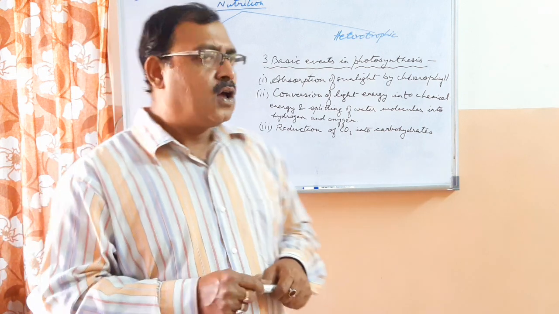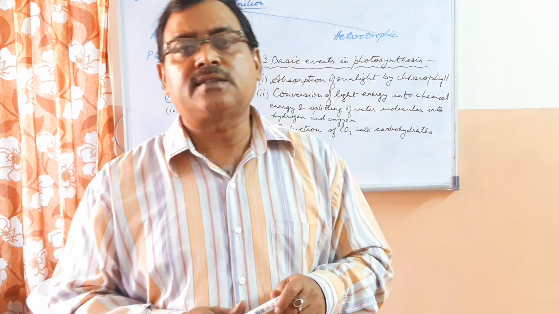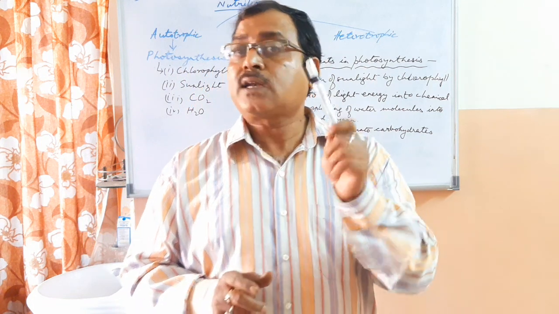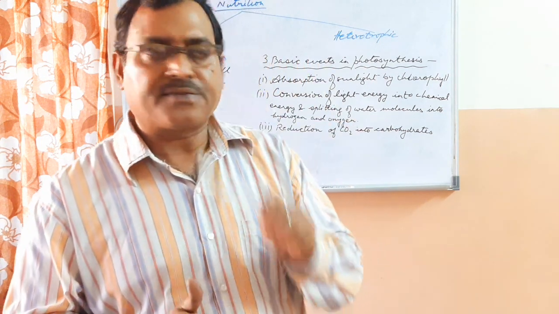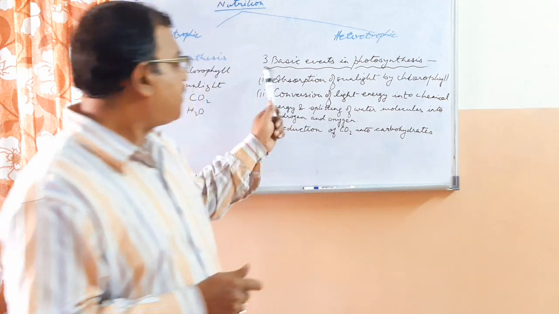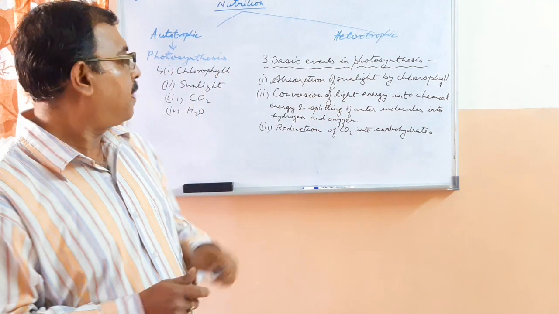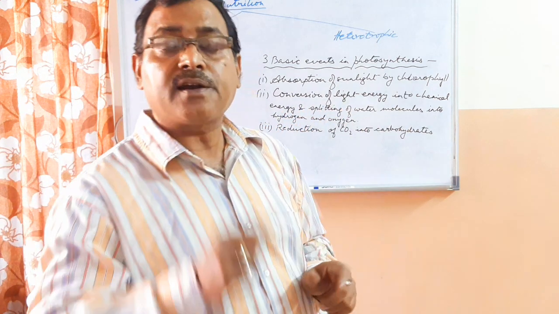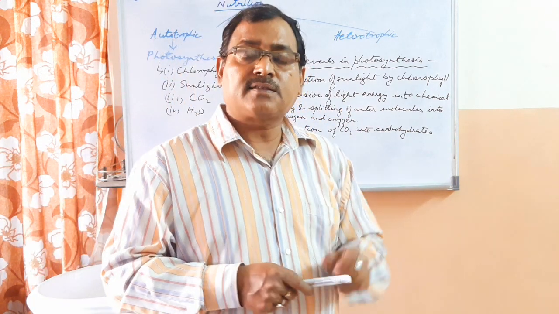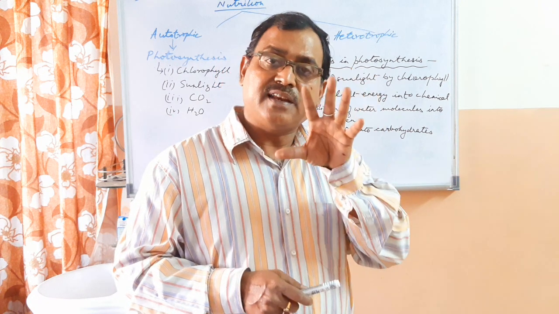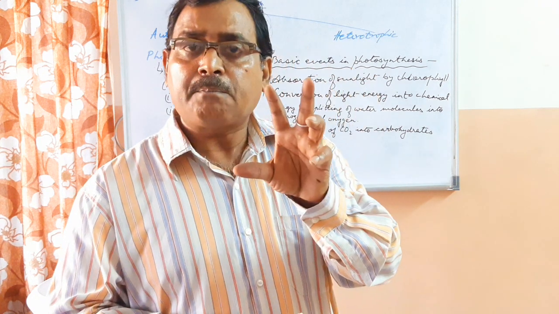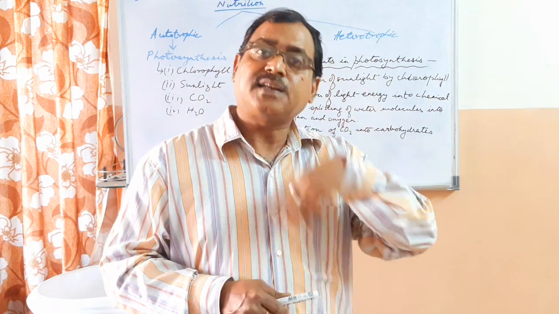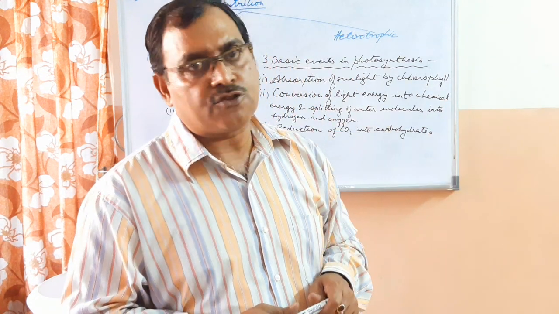Now, for the process of photosynthesis, three basic events are there. What are the three basic events? Let us see. The three basic events in photosynthesis are: first is absorption of sunlight by chlorophyll. As I told you earlier, first of all, the sunlight which falls on green leaves, the chlorophyll pigment is able to absorb that sunlight and convert it into chemical energy.